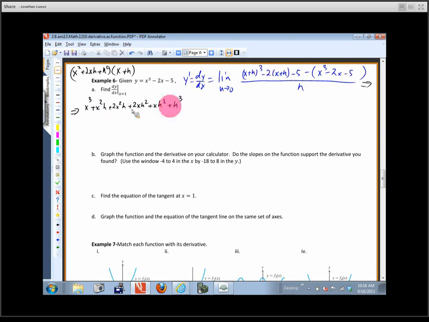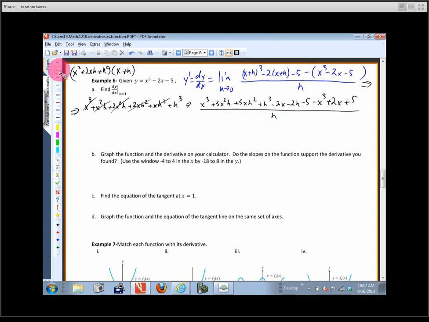I'm going to go ahead and do a little bit of combining terms here. This is going to be x cubed. Got that one. These two are like terms, so this is 3x squared h. This is 3xh squared. Notice the symmetry here. And that's an h cubed. And then we'll write down this stuff right here, because all of this stuff is pretty easy to do. This is going to be minus 2x minus 2h minus 5. Then I have a minus x cubed, a plus 2x, and then I have a plus 5. And all of that stuff is over an h.